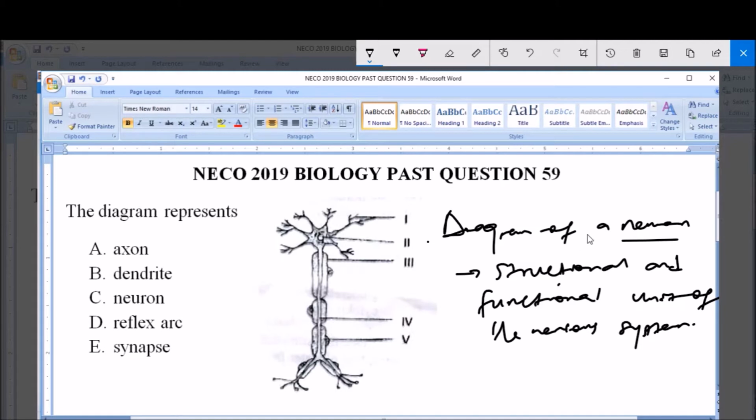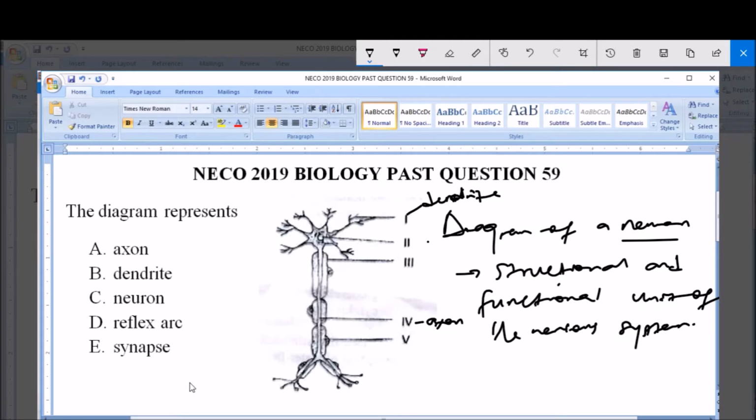Now this is a neuron. Option A says an axon. Now this is an axon. This 4 here represents an axon. Option B says dendrites. This one here is a dendrite. All these are parts of the neuron. The axon and the dendrites are parts of the neuron.